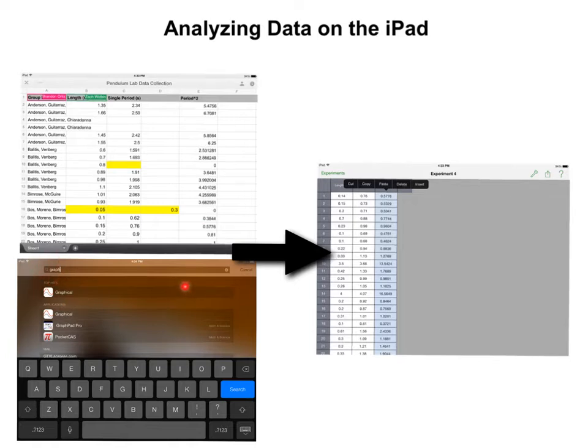And then once I got my graphical app open, I went to the experiment in which I had already graphed the original data, and I hit the little plus next to my second column, and that added a third column, and I called that period squared, and I just pasted my data into that column.